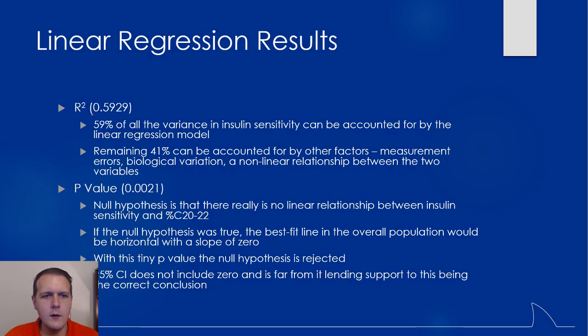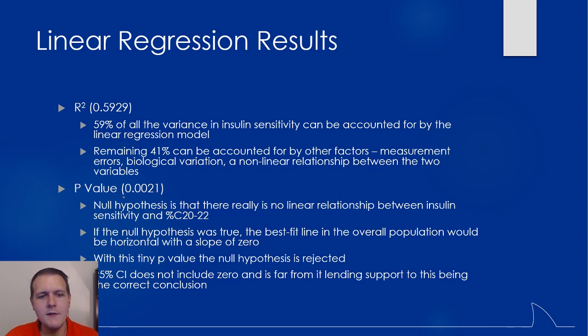As I mentioned, the R squared value of 0.59 basically tells me that 59% of all the variance in the insulin sensitivity can be accounted for by that linear regression. Now, note there's still a significant amount of variability that's not being explained here, roughly 41%. Because of that, there are probably other factors playing a role that the researchers have just not taken into account. It could be errors in the measurement, it could be biological variation, or other factors we're not really accounting for here.